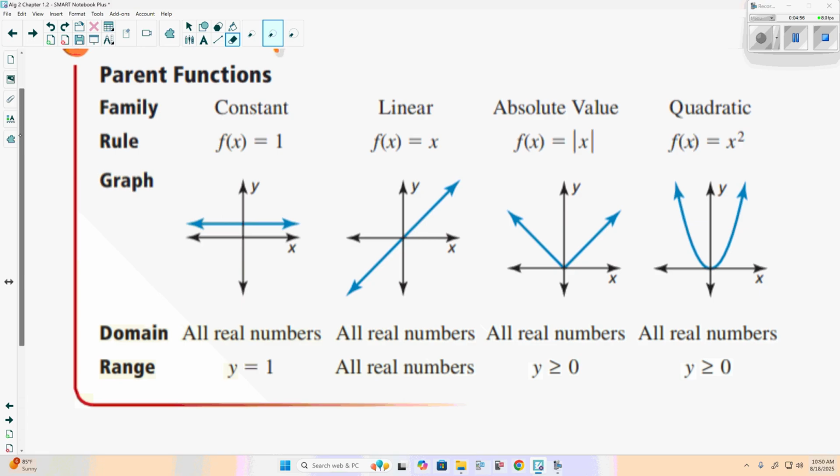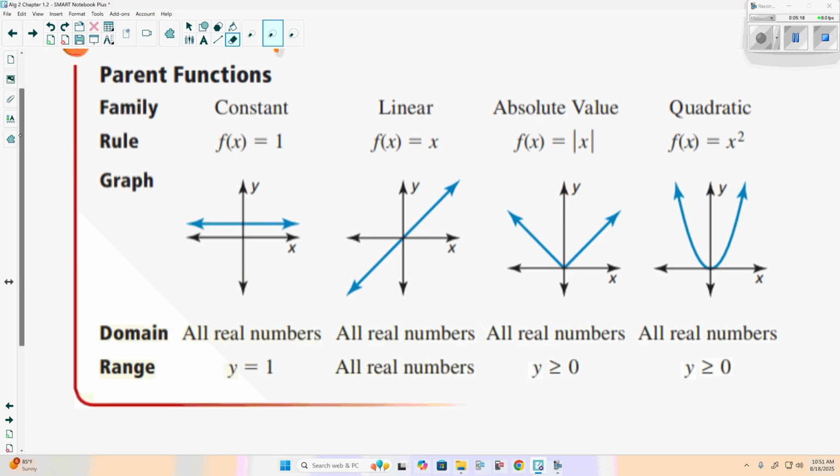Our third one is our absolute value function. The way that we really identify the absolute value function is the V, our V-shaped functions. And quadratics are our U-shaped functions. We will spend a good bit of time on quadratics after this chapter. Chapter 2 and Chapter 3 are going over quadratics. There's a lot of stuff we can do with a quadratic, this U-shape, this parabola.